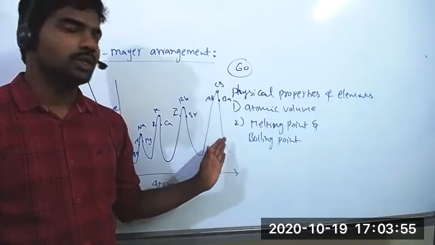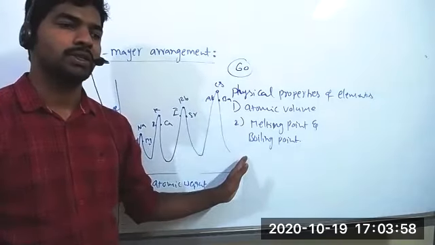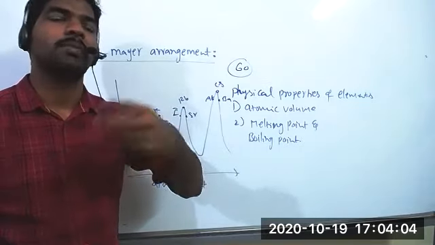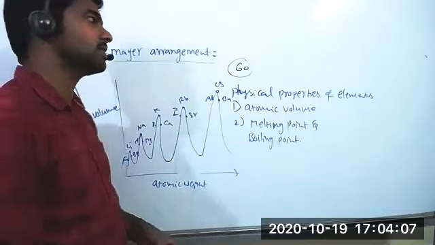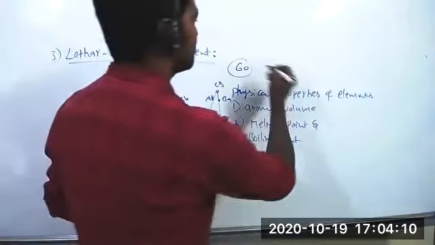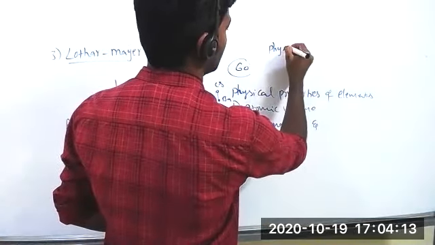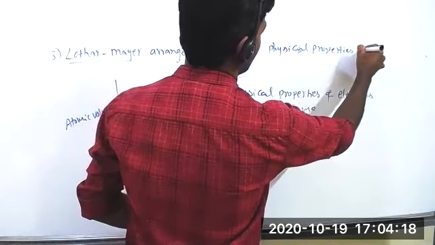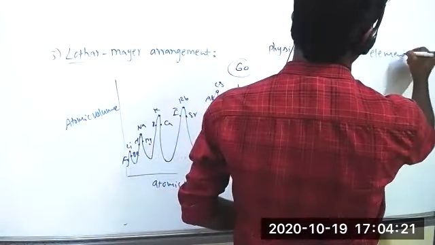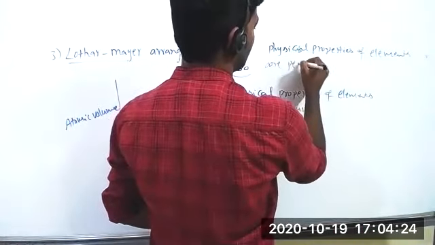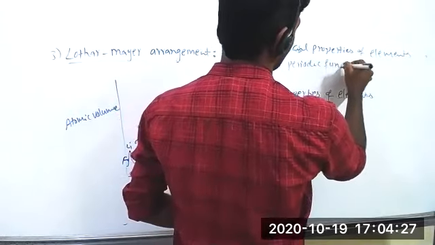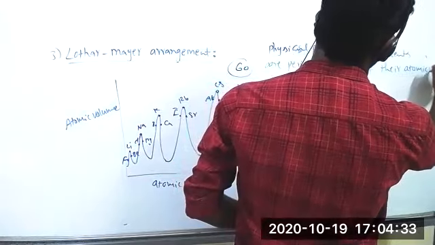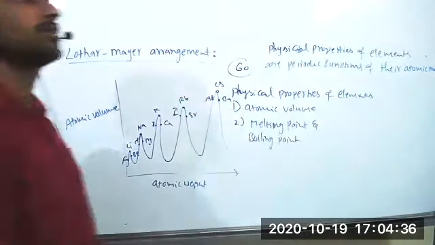Based on this experimental data, Lothar Meyer gave one definition for the periodic table. When elements are arranged in the increasing order of their atomic weights, the physical and chemical properties of elements are periodic functions of their atomic weights. Especially the physical properties of elements are periodic functions of their atomic mass. This is the Lothar Meyer generalization.